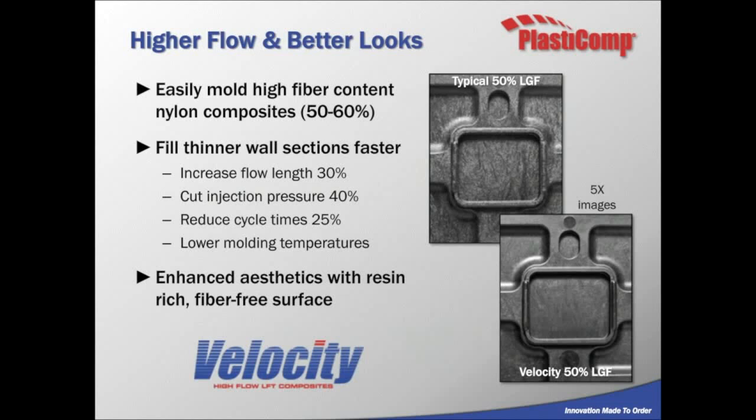And another product that offers some benefits is called our Velocity product. This is where you can easily mold high fiber content materials, up to 50 or 60% in nylon composites. And what you can see with these materials is significant increases in flow length, as much as 30%. We can also cut injection pressures in the realm of 40% and reduce cycle times as well. And then you get enhanced surface appearance.